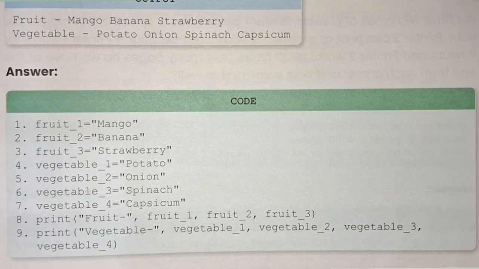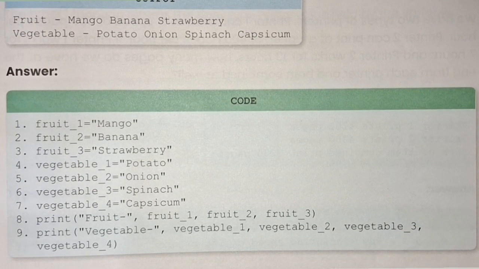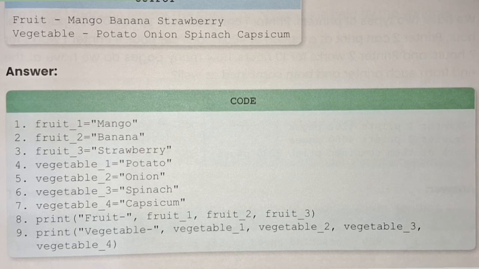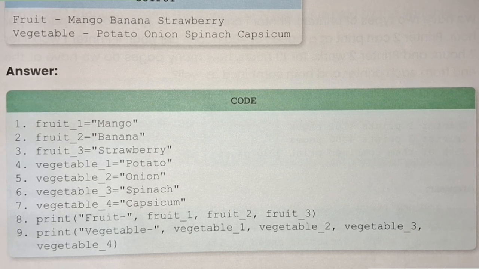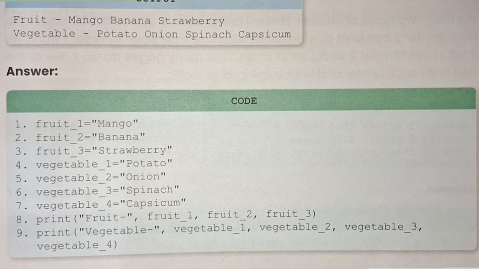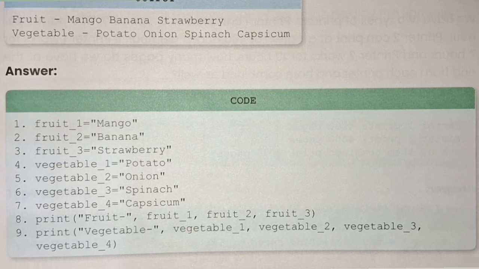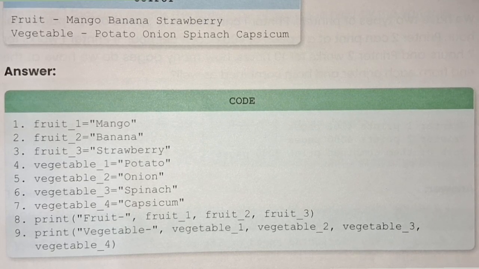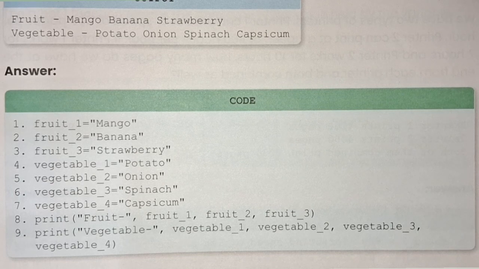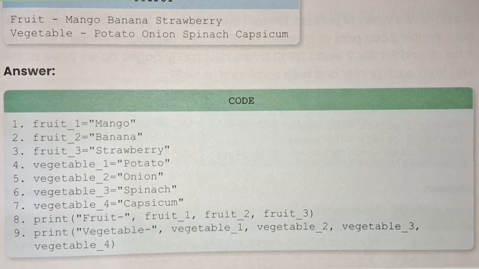For the example, the code will be fruit_1 = mango, fruit_2 = banana, fruit_3 = strawberry, and vegetable_1 = potato, vegetable_2 = onion, vegetable_3 = spinach, vegetable_4 = capsicum. Print fruit 1, fruit 2, fruit 3. Print vegetable 1, vegetable 2, vegetable 3, and then vegetable 4.